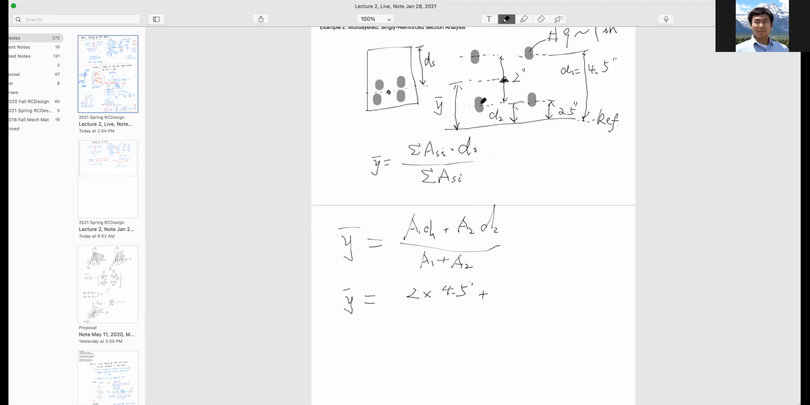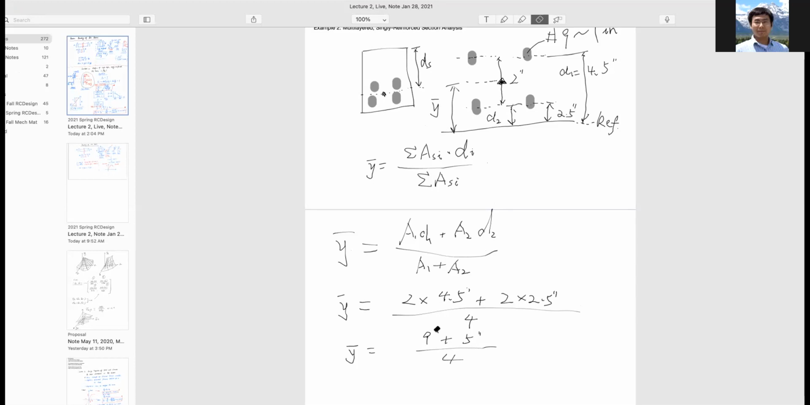And A2, which is the bottom bars, I have another 2 at a distance of 2.5. And the total area of steel, I have 1, 2, 3, 4, total 4 bars, so 4 inch squared. And that is the center of the group of bars. Quickly, this is 9 inch, and this is 10, this is 5. Actually, this should be 5 inch cubed, divided by 4 inch squared. Let me just make sure the units don't mess up.